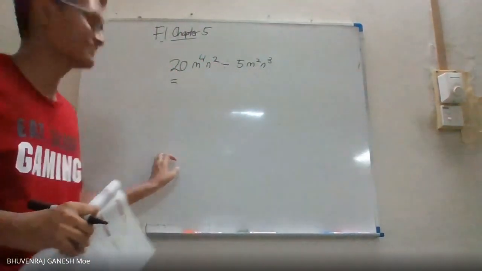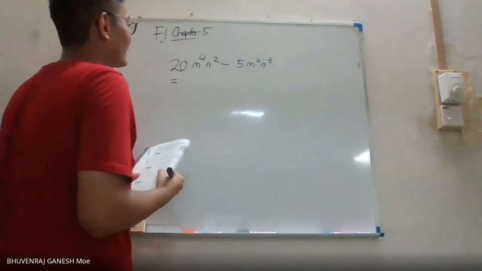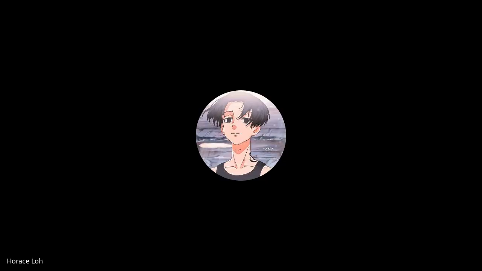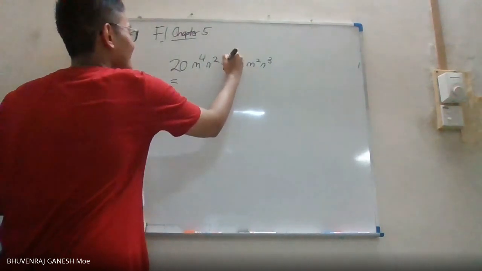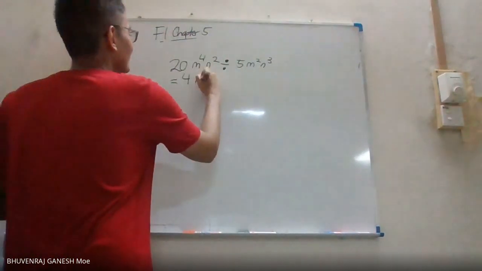I solve this first. Then I'll go back to that part. 15 m square. How you get 15? 20 divide 5. Oh, minus. Yeah, the dot wasn't that clear. Okay, so 4m square then?